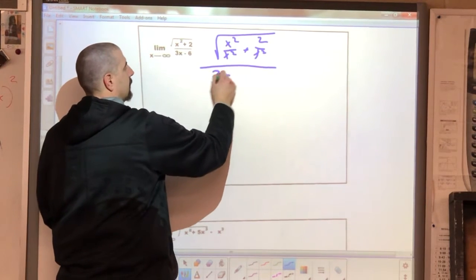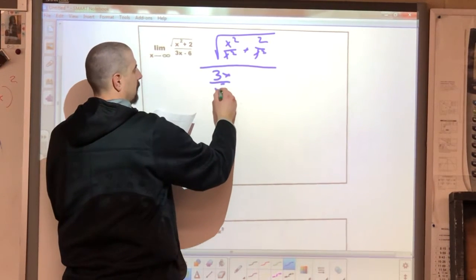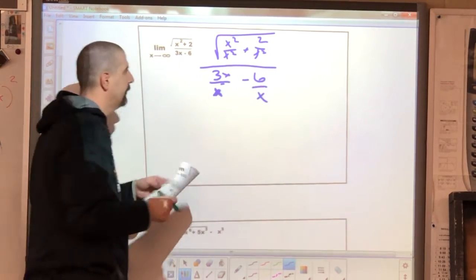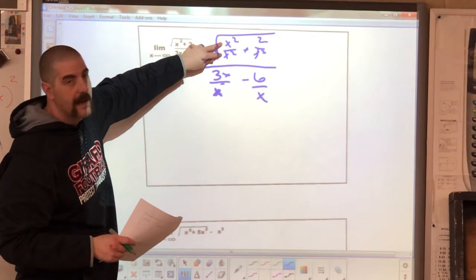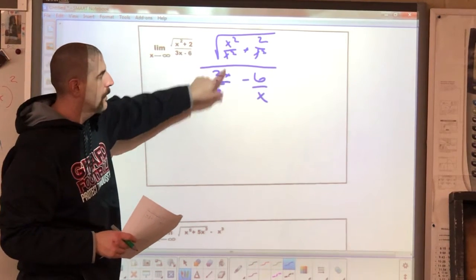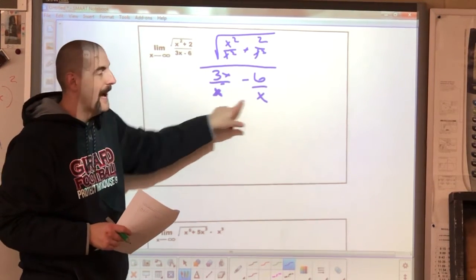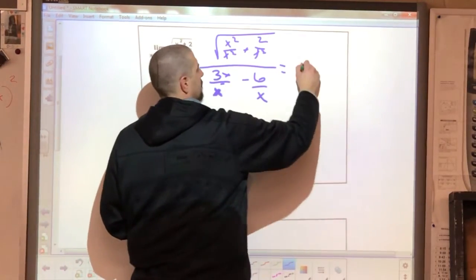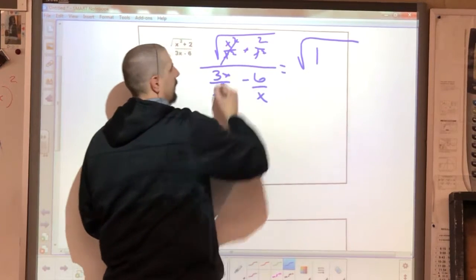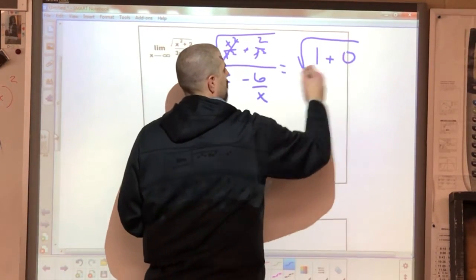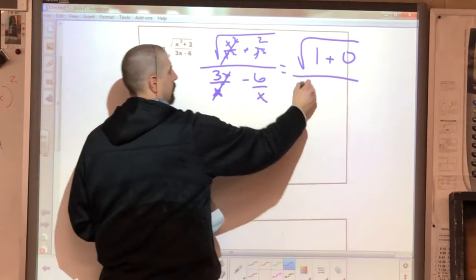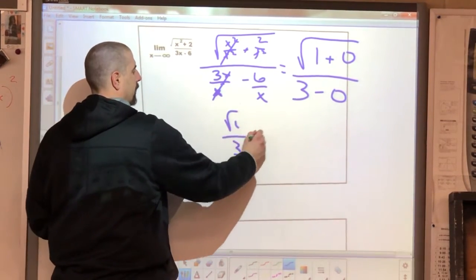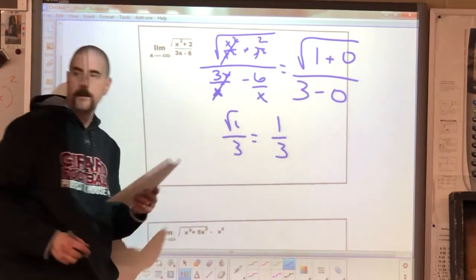And we have 3x over x and 6 over x. Again, inside the square root is x squared. You take the square root of x squared to get x, which is why we divide the outside by x. All right. So what you're going to get is the square root of 1 that cancels to 1, plus 0 over, cancels to 3 minus 0. So you're going to get the square root of 1 over 3, which is 1/3.